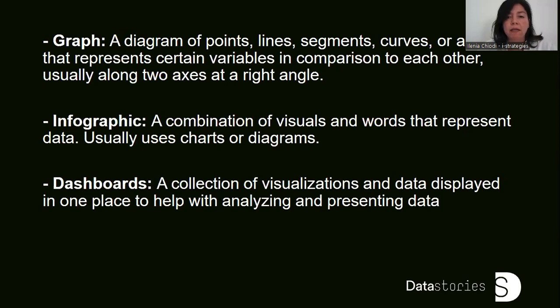So we can say that we can have a graph, infographic, or dashboard. A graph is a diagram of points, lines, curves, areas that represent certain variables in comparison to each other, usually along two axes at a right angle. An infographic is a combination of visuals and words that represent data. A dashboard is a collection of visualizations and data displayed in one place to help with analyzing and presenting data.